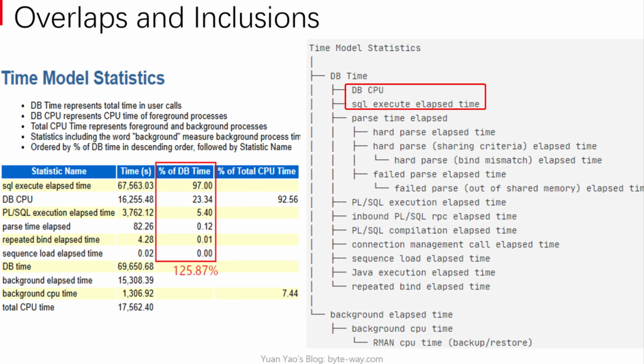The biggest overlap happens between SQL execute elapsed time and DB CPU, because the CPU time used during SQL execution is counted in both places. You also notice inclusions, like parse time elapsed containing hard parse elapsed time. Because of these overlaps and inclusions, the total of %DB time normally adds up to more than 100%.